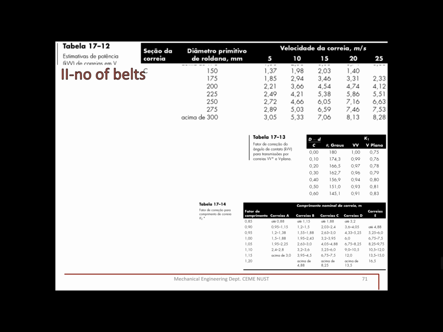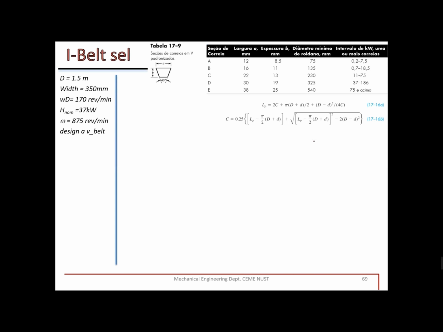Similarly, for other types in the inch system, minimum sheave diameters are also given for A, B, C, D, E. If you have the SI edition book, you will have this type of table.